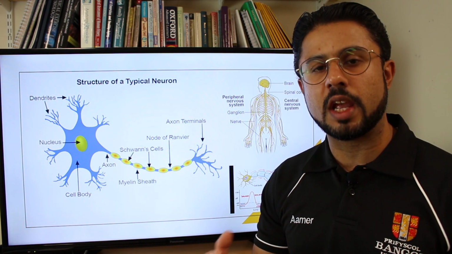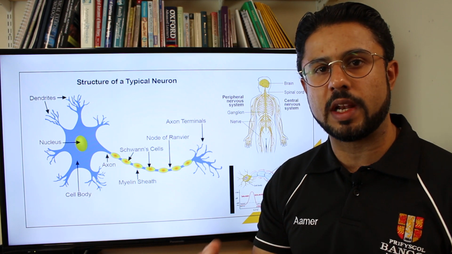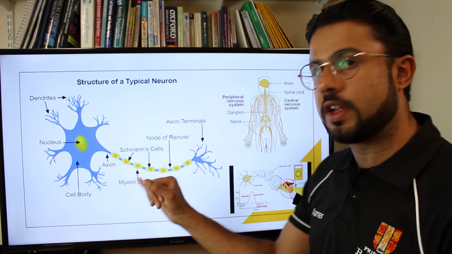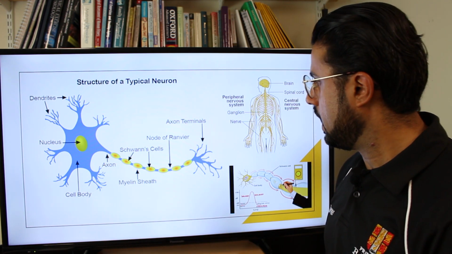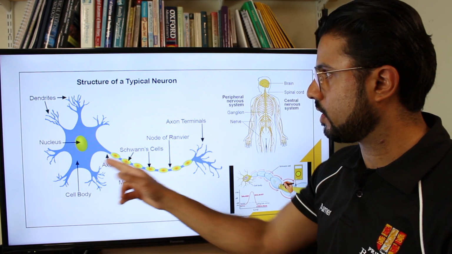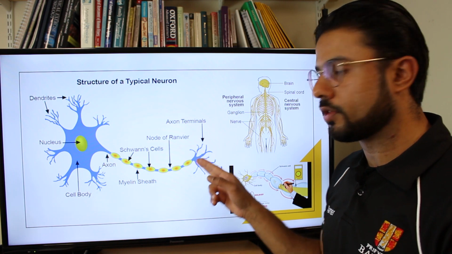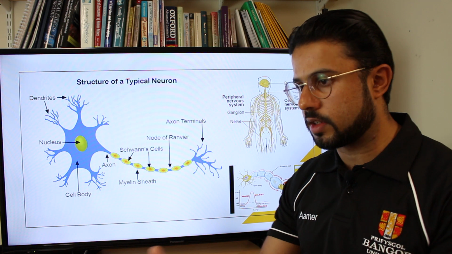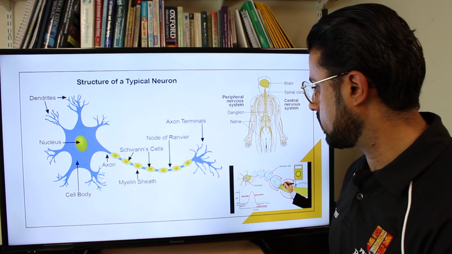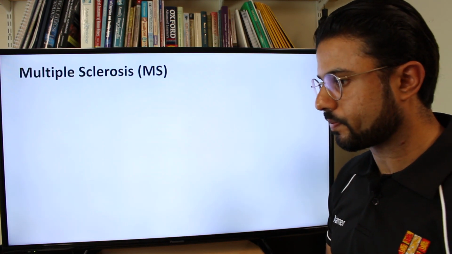We call that saltatory propagation. It speeds up the electrical impulse, so you have very quick communication between neurons. Okay, so that is essentially the structure of a typical neuron. These axon terminals will branch with other neurons or to target tissues to elicit a response, to get that communication.